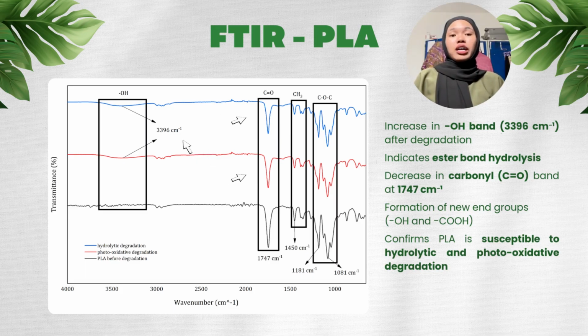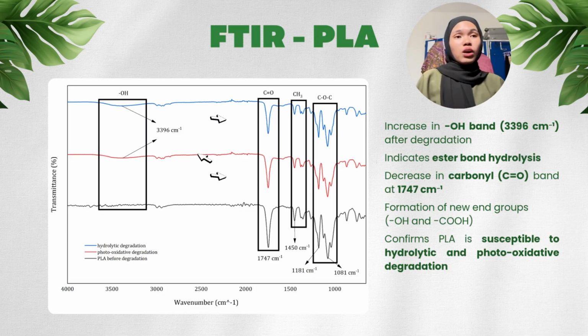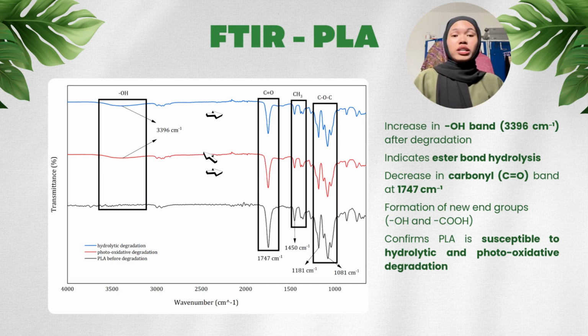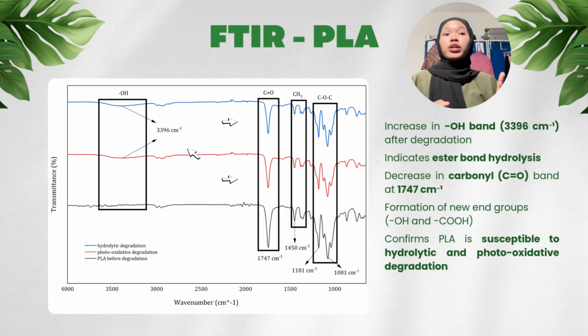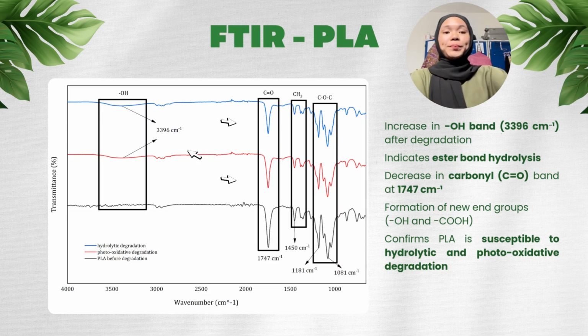For the FTIR spectra, PLA before degradation shows characteristic peaks at around 1747, 1450, 1181, and 1081, which correspond to the carbonyl group, CH stretching, C-O-C stretching, and C-O stretching, respectively. These peaks confirm the chemical structure of PLA.